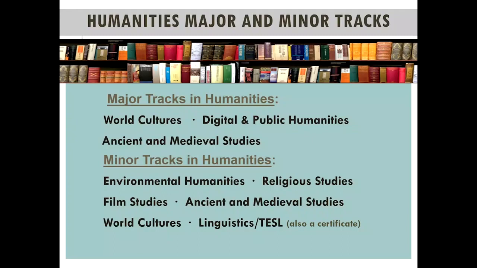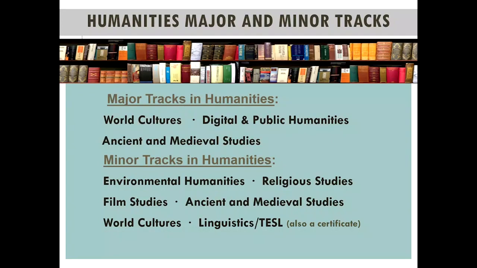To get down to some of the brass tacks and the nitty-gritty, if you were to major in humanities, there are 3 tracks that you would follow. One of them is world cultures, another is digital and public humanities, the third is ancient and medieval studies. If majoring is not the way you want to go, but you are interested in minoring, then there are a number of additional minor tracks. Some of the major tracks have minor versions, minor varieties of them. So you could minor in ancient and medieval studies or world cultures instead of majoring in either of those.